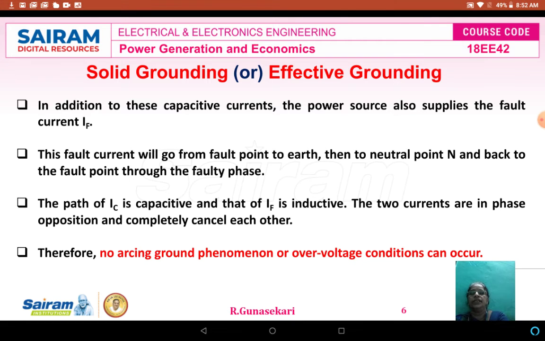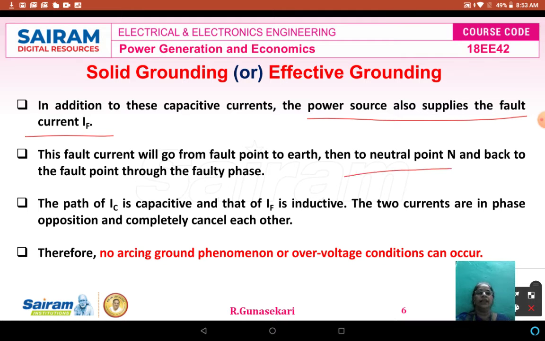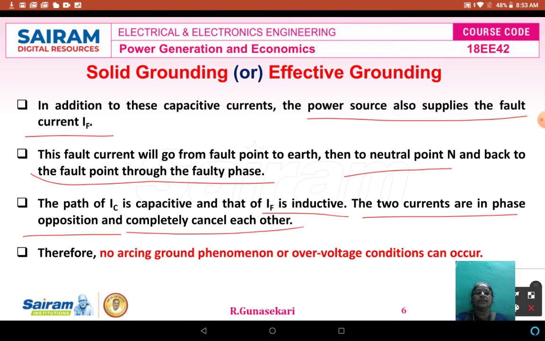In addition to the capacitive current, the power source also supplies the fault current IF. The fault current goes from the fault point to the earth, then to the neutral point and back to the fault point through the faulty phase. The path of the capacitive current IC and the fault current IF is inductive only. So these two currents are in phase opposition and completely cancel each other. Therefore no arcing ground phenomenon or overvoltage can occur in the grounded neutral system, that is, solid grounding.